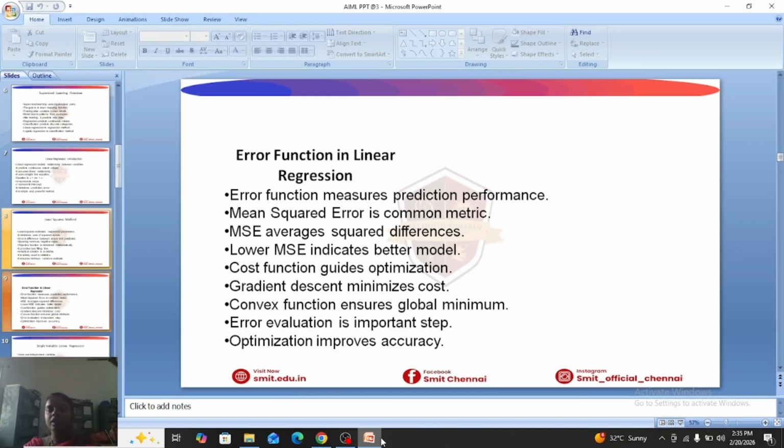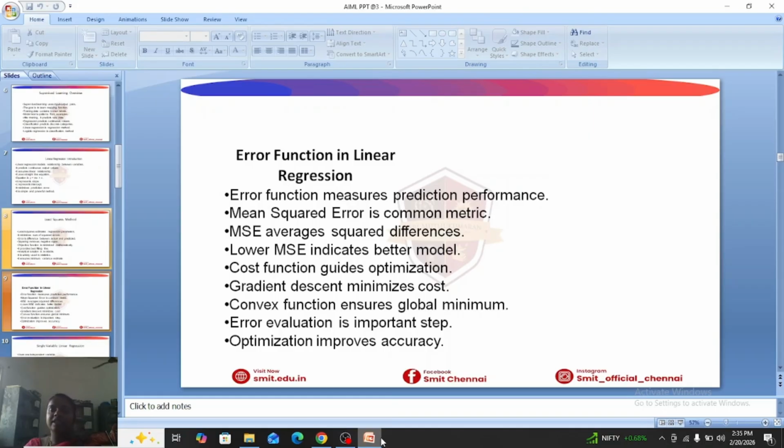Moving on to error functions in linear regression. The error function measures prediction performance. The error function, also called the cost function or loss function, measures how far the predicted values are from the actual values. It helps us to determine how well the regression line fits the data. The goal of linear regression is to minimize this error function.